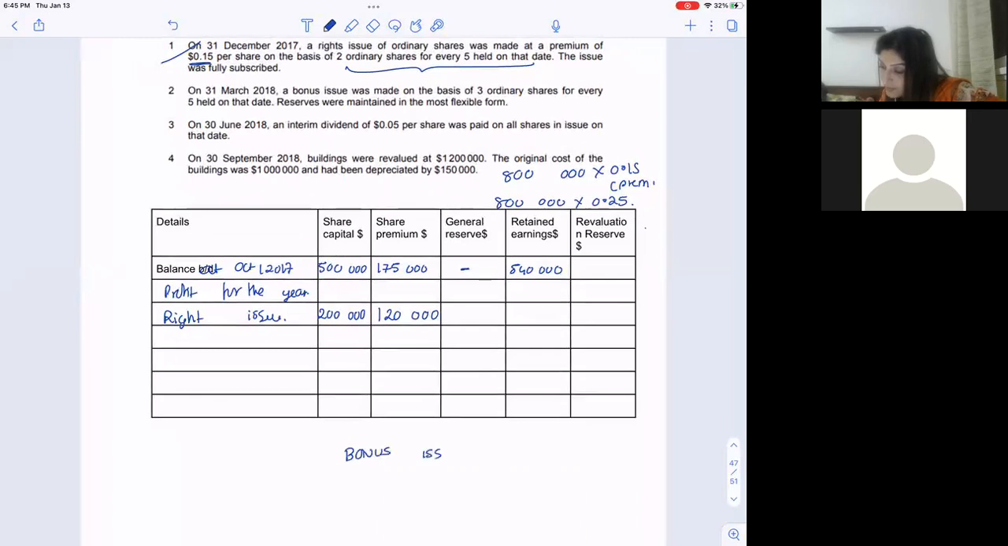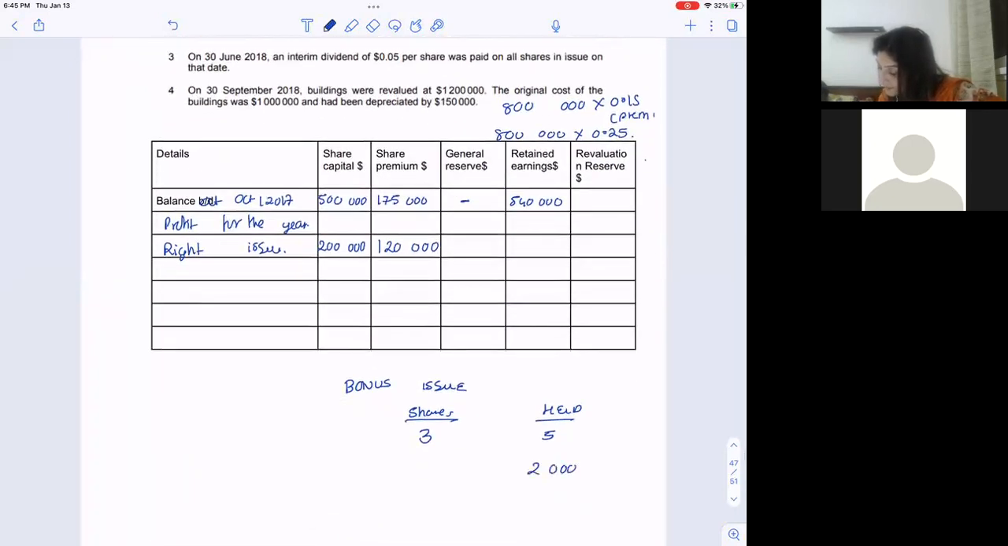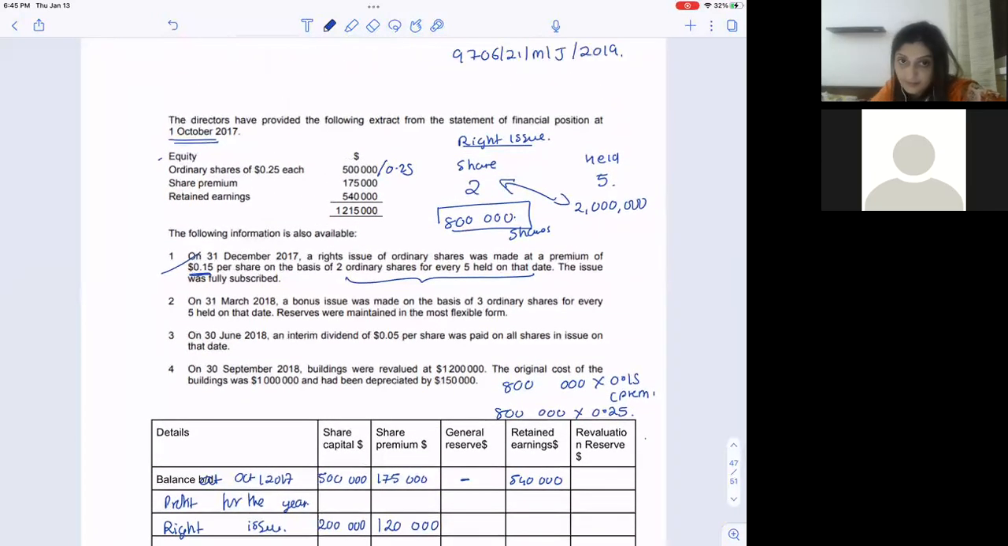Bonus issue. How many shares? 3 shares for every 5 held. I have 2 million. So how many shares will you take? How many shares are there? Okay, we take the total.